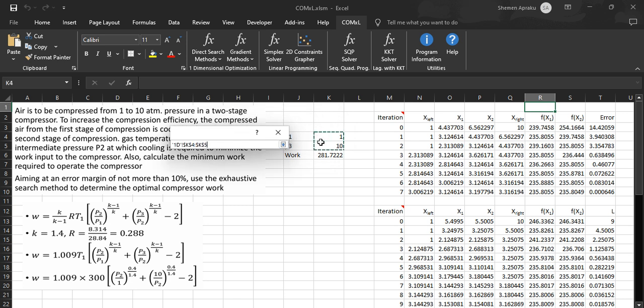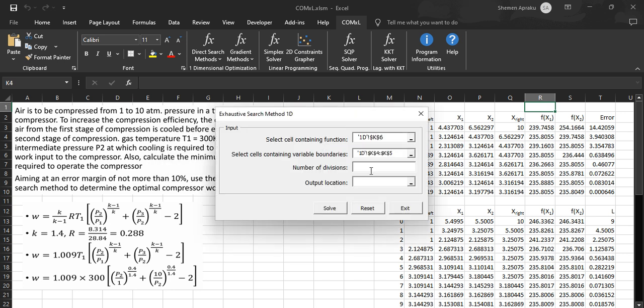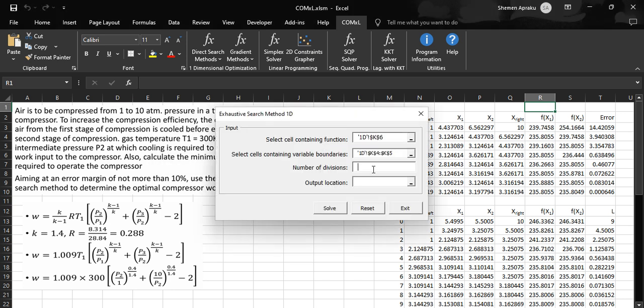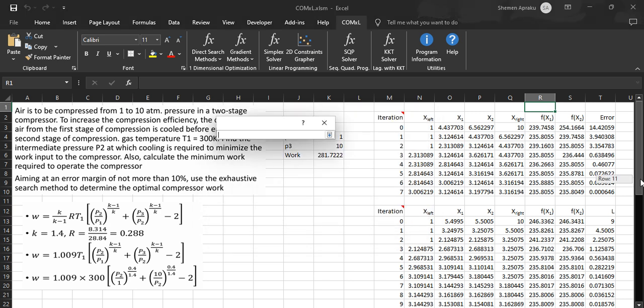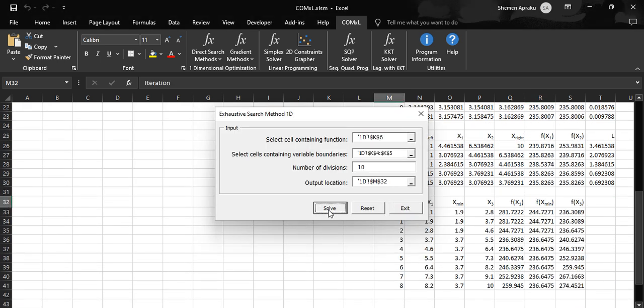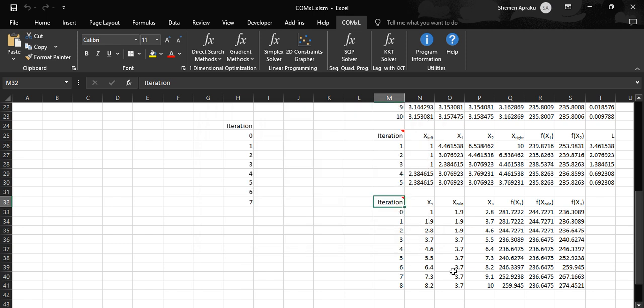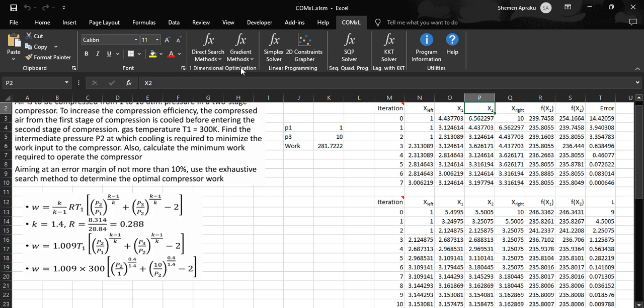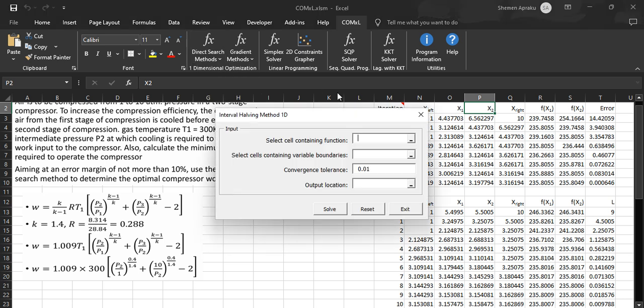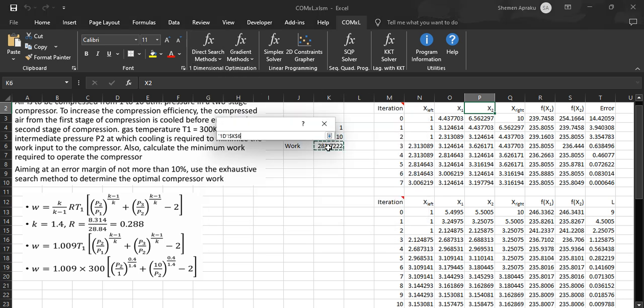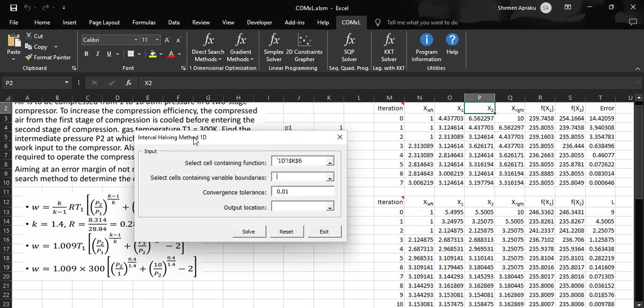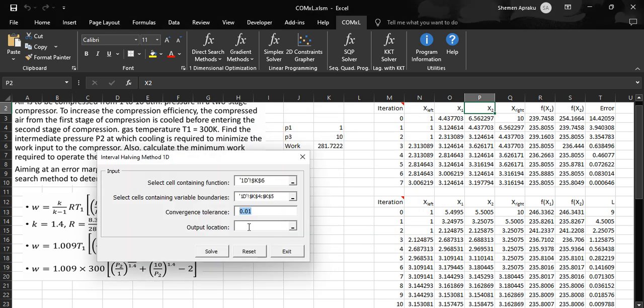So now let's go to the exhaustive search method. So cells containing function variable, cell containing variable boundaries. The variable boundaries must be in continuous cells, either on the same column or in the same row, and they must be continuous. Number of divisions for the exhaustive search method, let's say 10 divisions, and let's select our output location. So from the exhaustive search method, we had our minimum value of x, that is our pressure P2, to be 0.7, and its work is 236.6475.